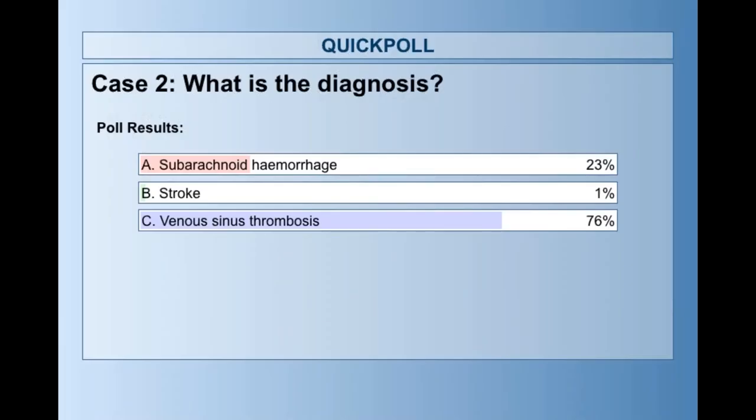Excellent. So we have the results, and actually this time, we still have a majority for C, which is venous sinus thrombosis, and that's actually the correct answer. Some people thought it was a subarachnoid hemorrhage, which is reasonable. So let's just have a look at this case in a bit more detail.